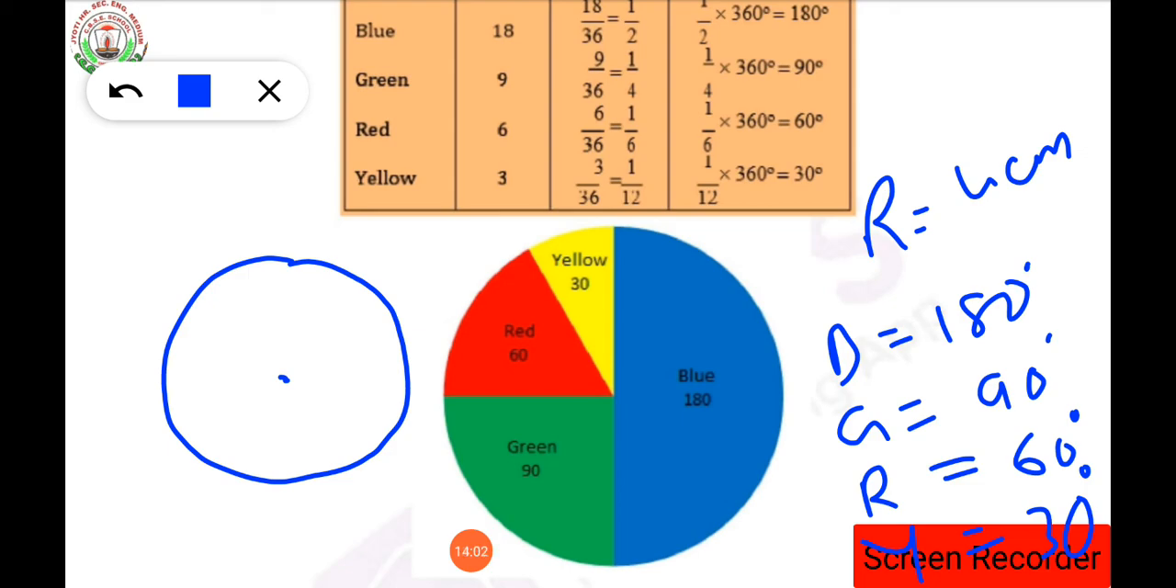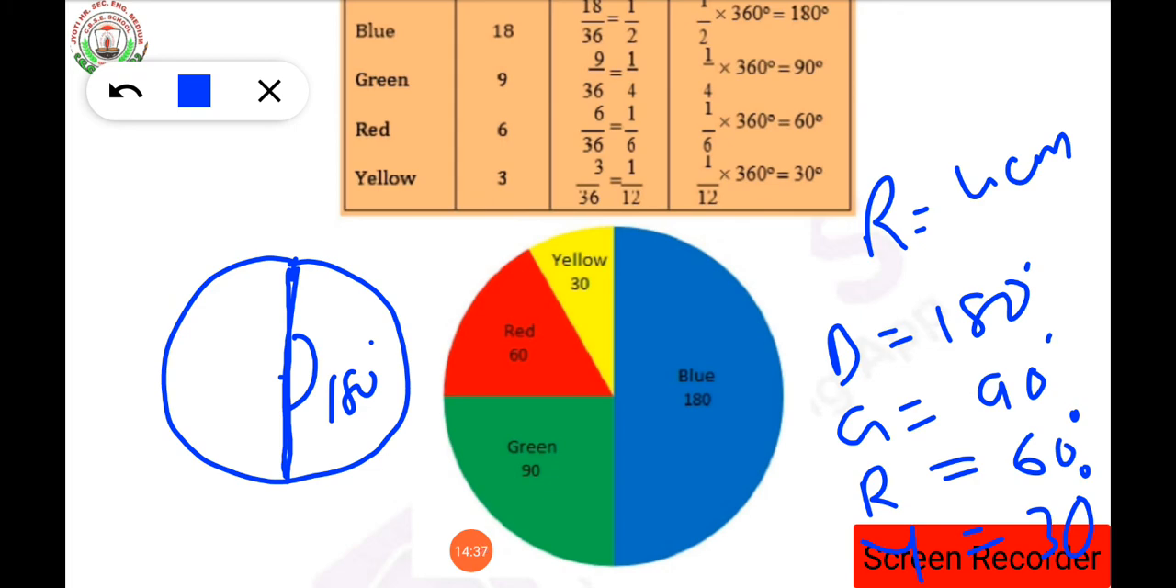So let's see. Dear student, as we know, when a straight line or a diameter divides the circle into two equal parts, the angle of this will be equal to 180 degree. Is it very clear to everyone? Because 180 degree plus 180 degree is equal to 360 degree. That's why the blue color can be easily plotted, isn't it? We can plot the blue color easily by drawing one straight line passing through the center. So the angle will be 180 degree.